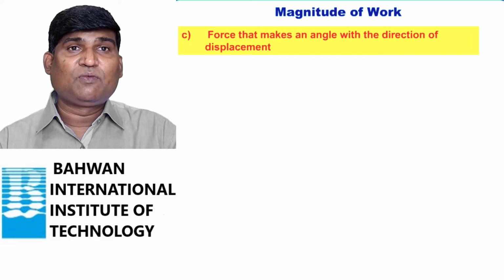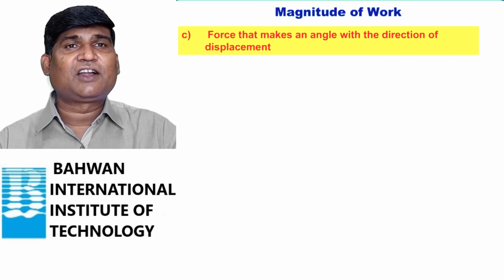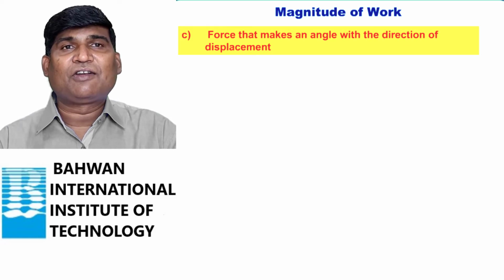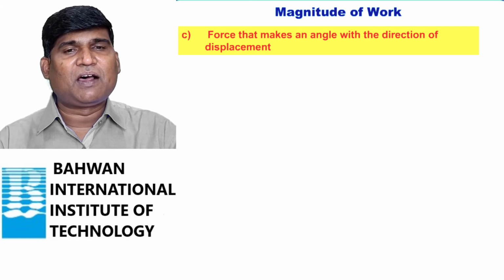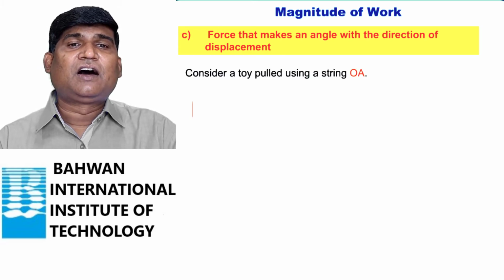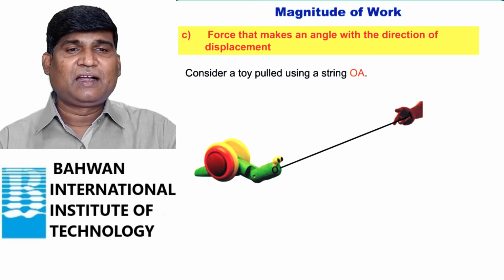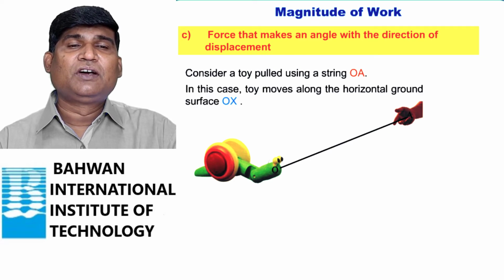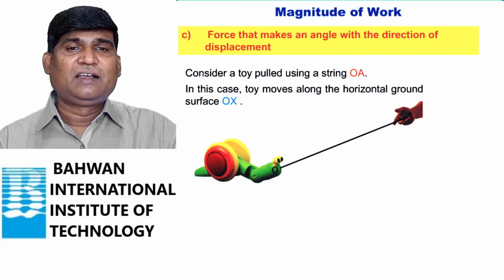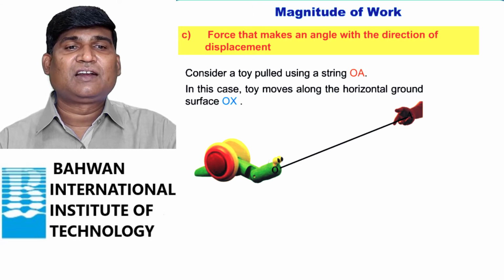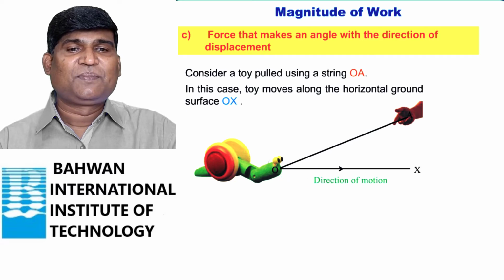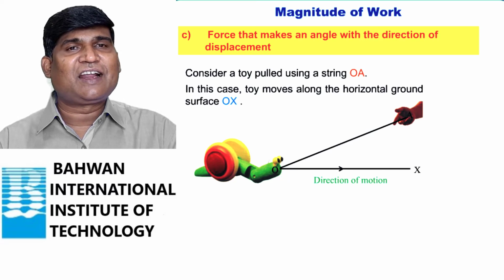Suppose force is acting in one direction and displacement is not in the direction of force. It is not in the direction opposite to the applied force. It is in another direction. Then how can we calculate work? Let us assume we are taking one toy. The toy is pulled using a string. That string I am taking as OA, and the toy is pulled by using one string. In this case, the toy moves horizontally, that means along OX. That is the direction of motion.